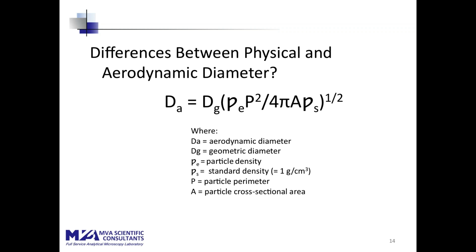You need to know the geometric diameter, the particle density, and the standard density, which goes into the aerodynamic equation. The standard density is 1 gram per cubic centimeter. You need to know the two-dimensional particle perimeter and the particle cross-sectional area. These equations come from aerodynamics. If you need to know the aerodynamic diameter of the cross-section of a wing, for instance, you would apply this equation. So the things you need to know are the particle density and some two-dimensional particle parameters, the perimeter and the cross-sectional area.